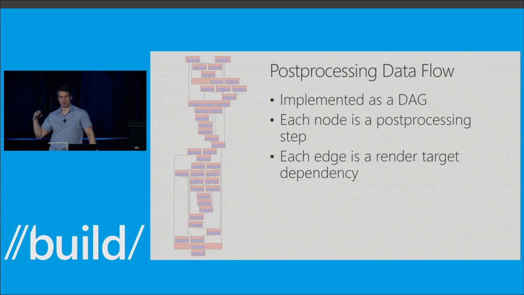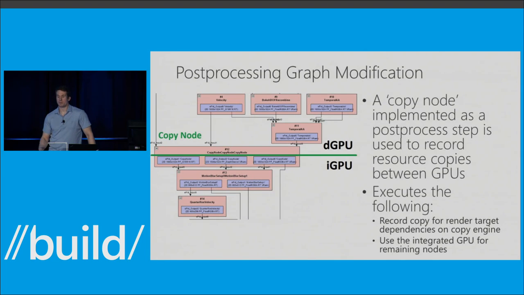And what we're going to do to implement multi-GPU is we're going to cleave this post-processing data flow at some point where the integrated GPU can keep up. And the way we did this in Unreal Engine 4 is we put in a new copy node. That copy node will take the resources needed on the discrete GPU and copy them into shared memory, coordinating with those cross-GPU synchronization objects.